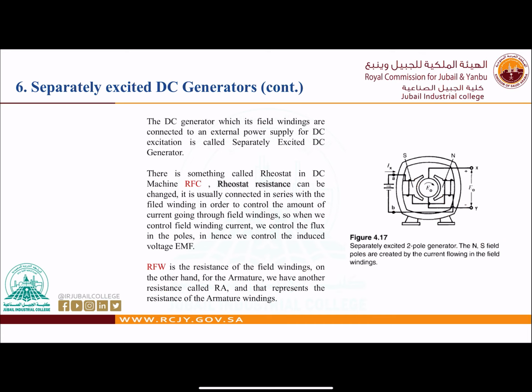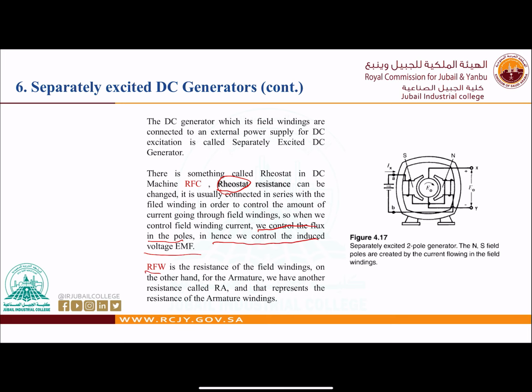In the field winding also, we have something we call a rheostat. Rheostat means it is a variable resistance, and this one is very important to control the field current. If we increase the field current, we are going to increase the magnetic field, and we are going to increase the output voltage. So we control the flux in the poles, and hence we control the induced voltage.